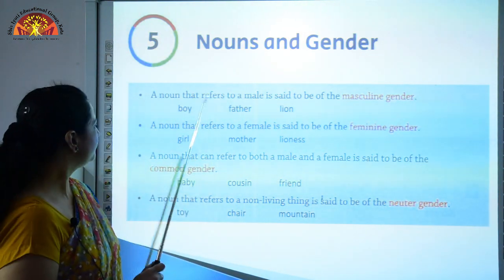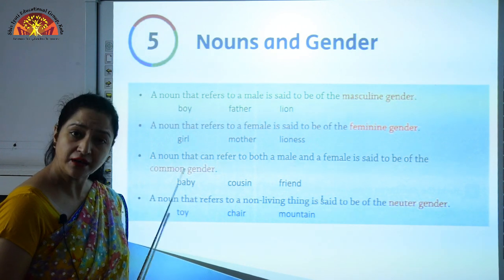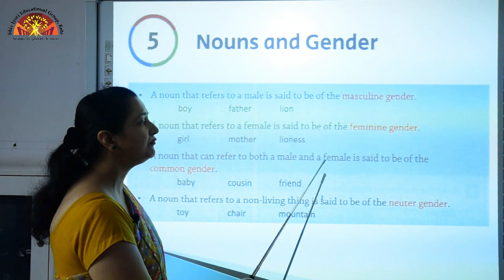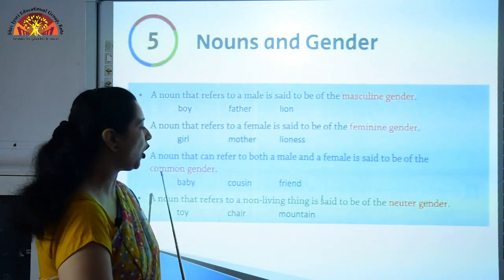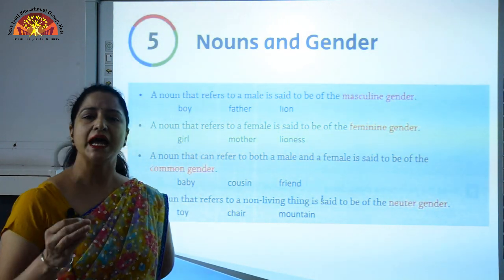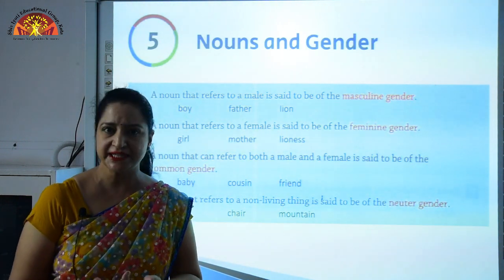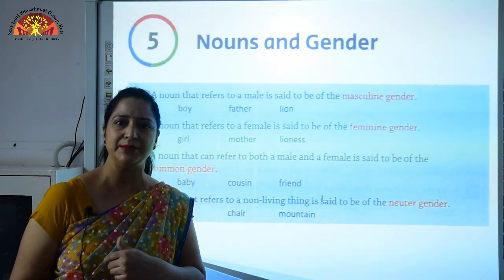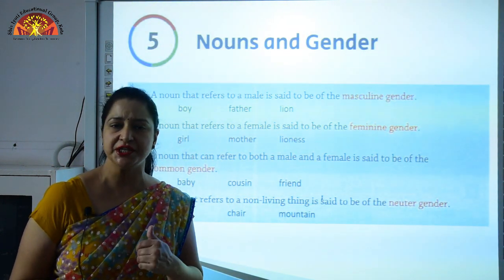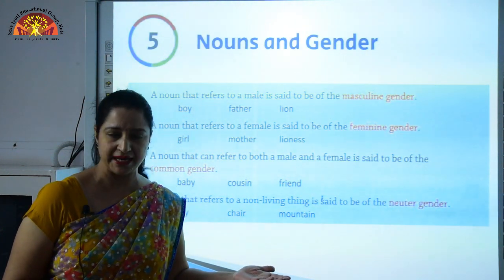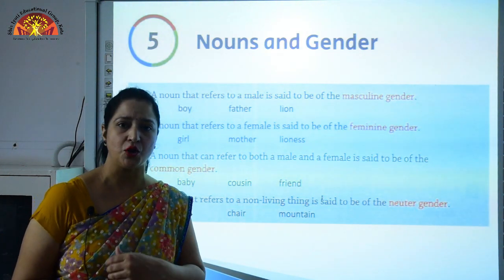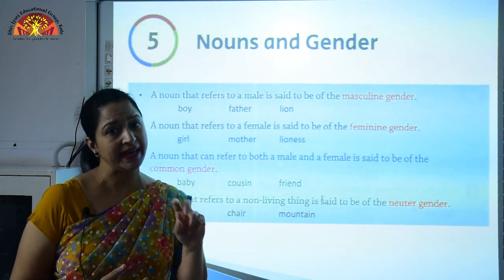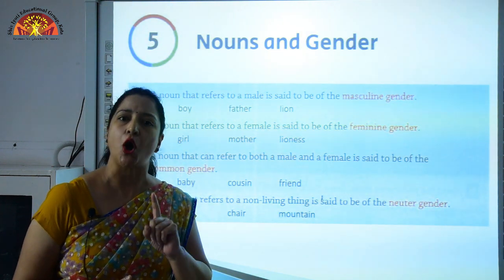Now we move to common gender. What is common gender? A noun that can refer to both a male and a female is said to be of the common gender. If we talk about teacher, a teacher can be male also and a teacher can be female also. If we talk about engineer, an engineer can be female also and an engineer can be male also. So if a noun refers to male or female both, then it is called a common gender.